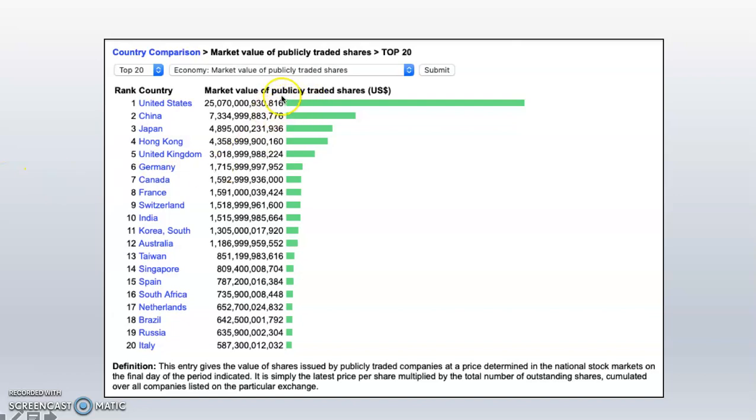And just to give you an idea, look at that place right there is the hundreds, this is the thousands, this is the millions, this is the billions. Yes, that number 25 is trillions of dollars.